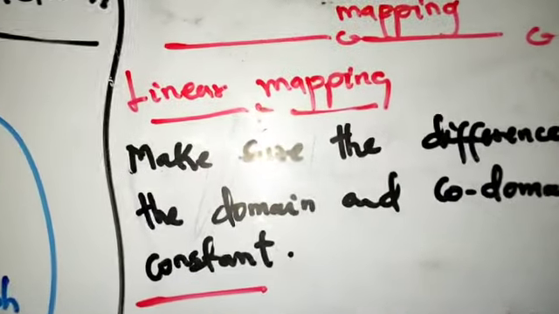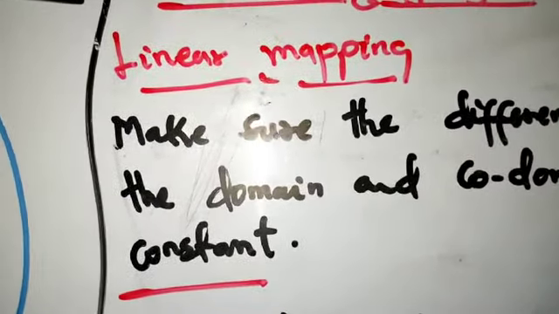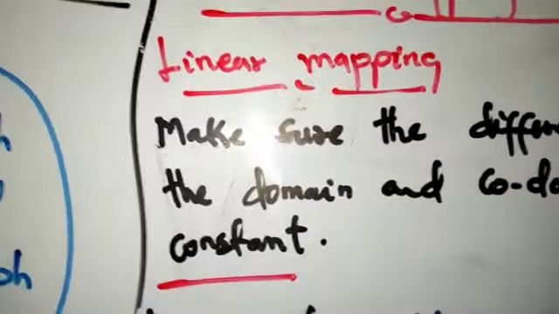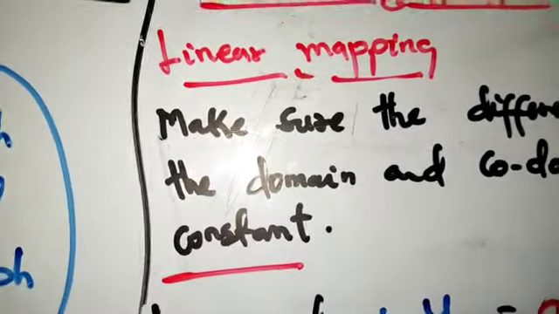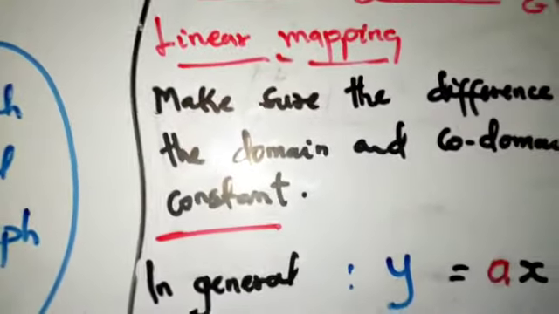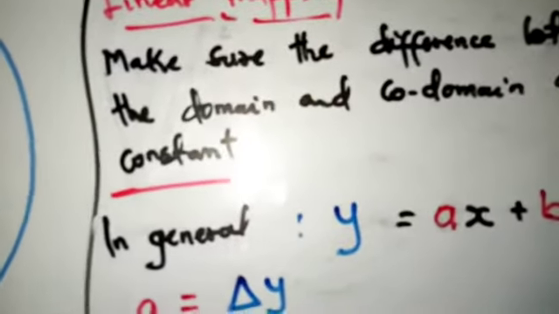So linear mapping. When they say something is linear, don't let this name scare you. I will explain that in just a few minutes. For something to be linear, or let me use that meaning for easy understanding, first things first, you have to make sure that the difference between the domain and the codomain is constant.